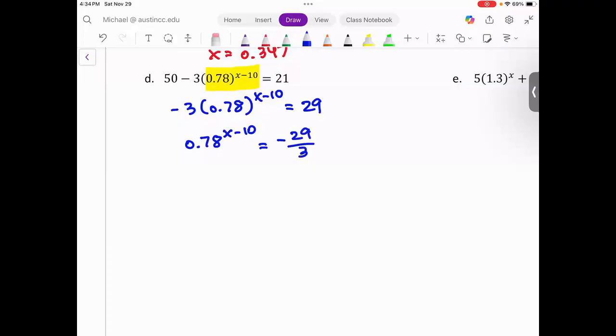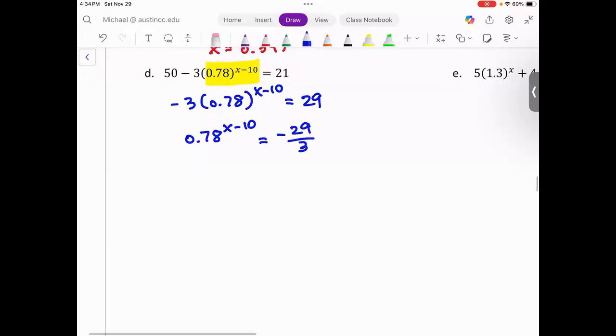Okay, so now this is another time we'll never get those two bases to be the same, so we should take the log of each side. Again, it doesn't matter if you do log base 10, log base e, or natural log, or any base. It really doesn't matter, as long as you do the same on both sides. So let's just do natural log. So we'll do natural log of 0.78 to the x minus 10 equals natural log of 29 over 3.